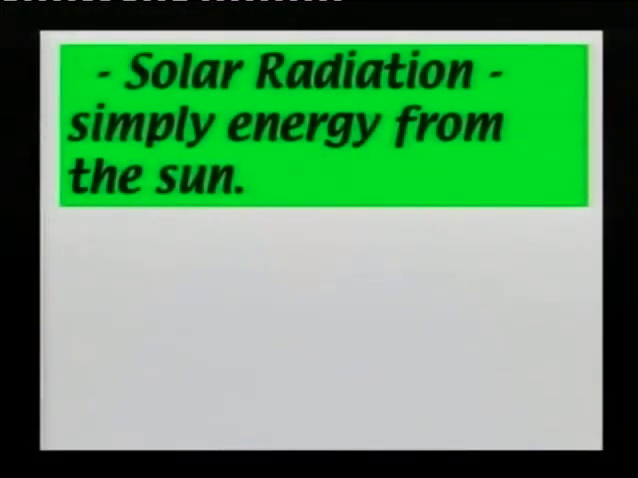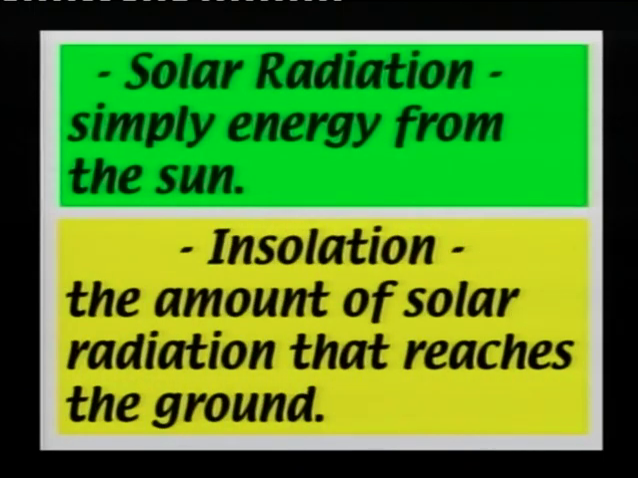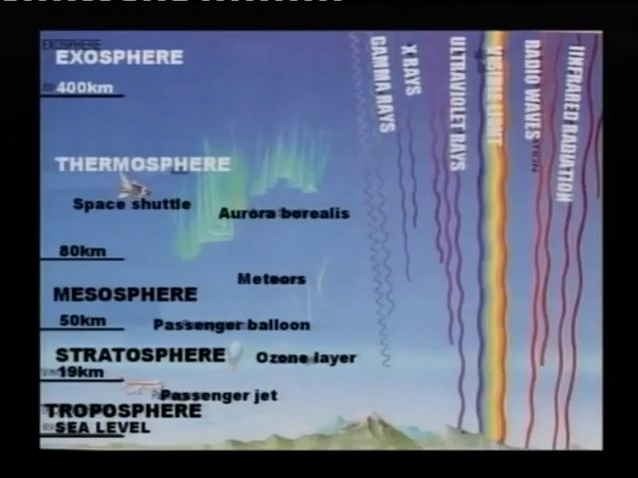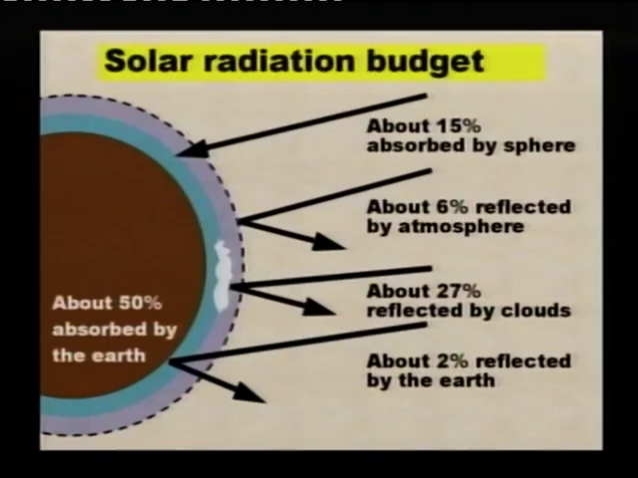From our definition in our last lesson, we said solar radiation is simply to do with energy from the sun. The energy coming from the sun is termed solar radiation. The amount of solar radiation that reaches the ground or the Earth's surface is referred to as insolation. We also noted that solar radiation is distributed, and according to the distribution, approximately 15% of all the radiation that comes through is absorbed by the atmosphere.